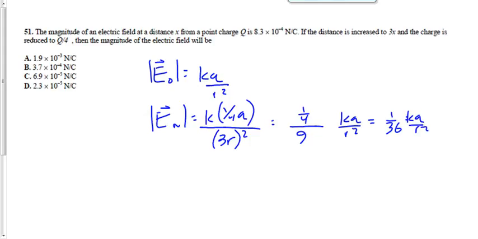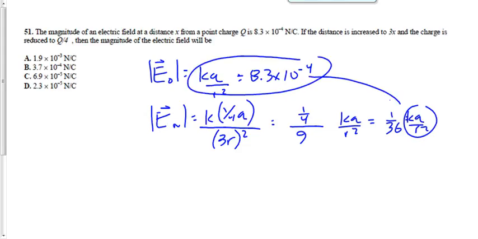And we know the value of KQ over R squared. Yeah, we're just trying to find that. 8.3 times 10 to the negative 4. So 1/36 of 8.3 times 10 to the negative 4. What does that work out to be? One of these two, right? D, 2.3 times 10 to the negative 5. Good.